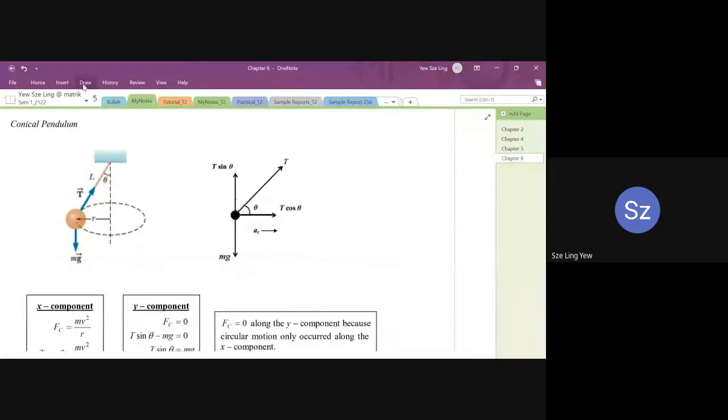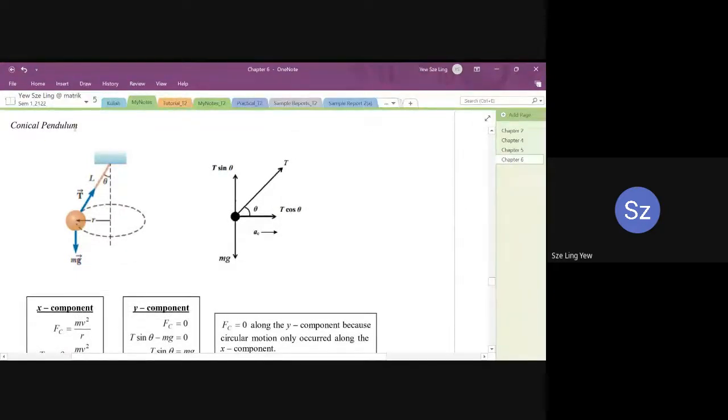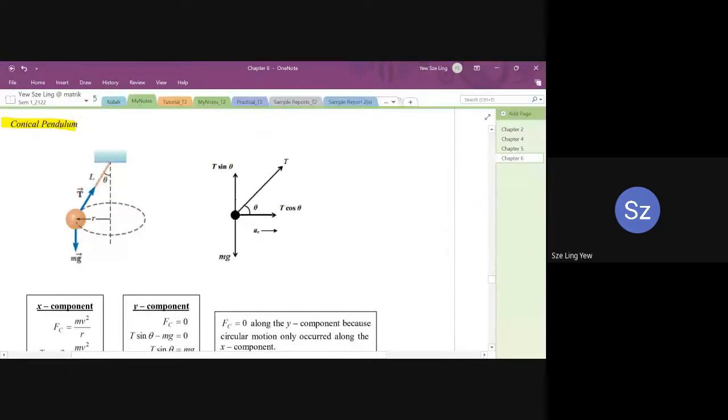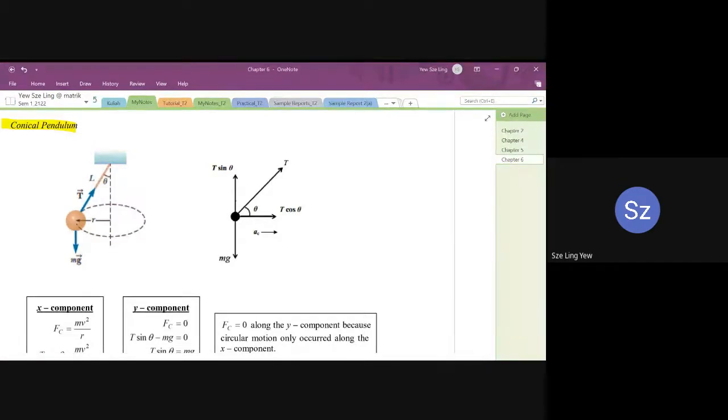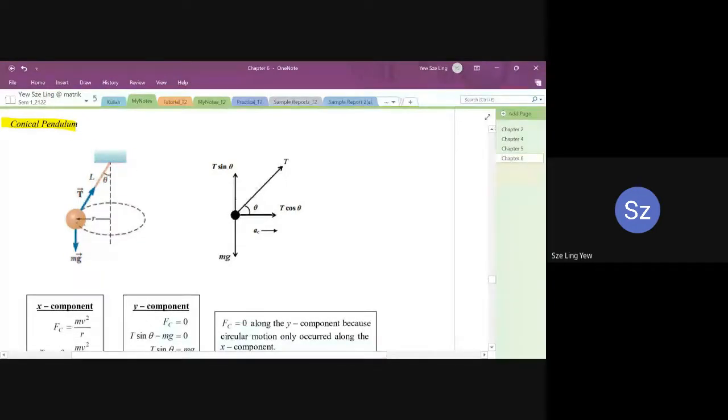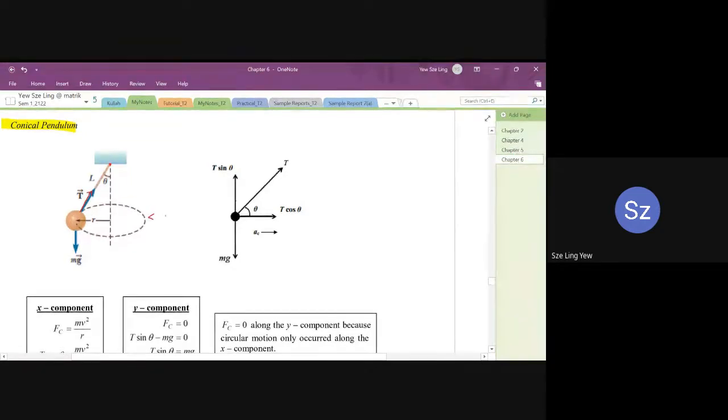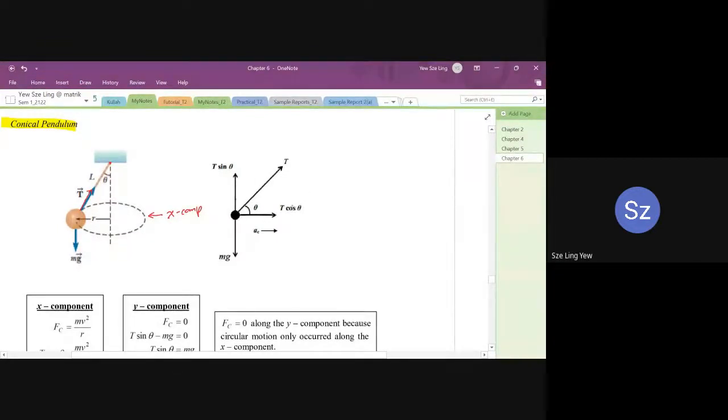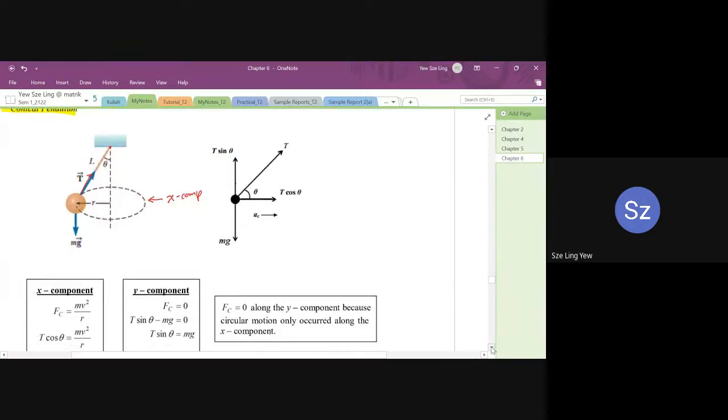So the last one, this is what I told you, the examples of conical pendulum. Examples of conical pendulums are either an aeroplane or a pendulum, like what I'm showing right now. If you have a pendulum like this, you look at the free body diagram. You have a T pointing towards the wall, and a W going down. But when you swing this conical pendulum, the circular motion is actually happening on the X component. There is no circular motion along the Y component.